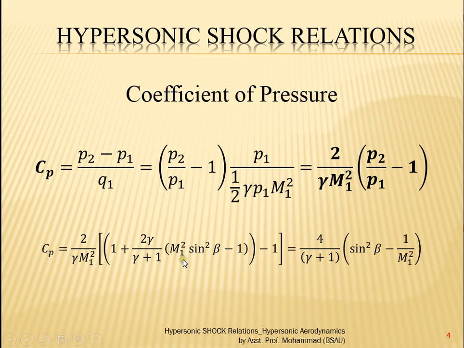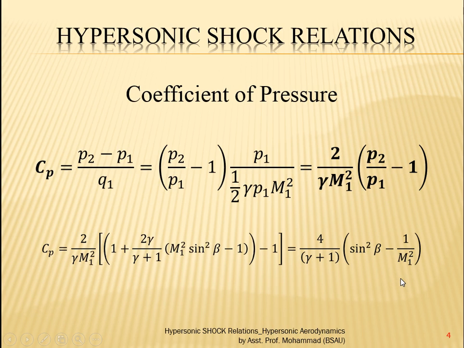So we have not done any manipulation. Simply, we have not assumed anything. We are simply putting this value, which is as a matter of fact the pressure ratio across the shock, and this minus 1 is still here. So once this minus 1 cancels here, we get 4 by gamma plus 1. This is the manipulation. This 2 goes with this 2, and then becomes 4. This gamma cancels this gamma, so gamma plus 1 remains there. This M1 square goes here, so it cancels M1 square. So we have sin square beta minus 1 by Mn square.